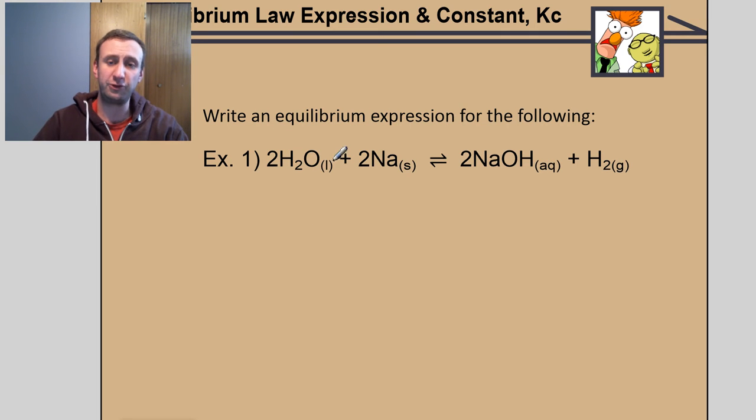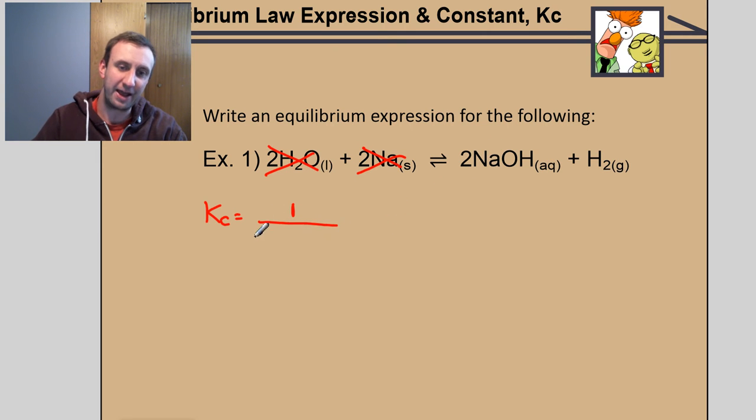Here I have 2H2O liquid plus sodium produces 2 NaOH aqueous and H2 gas. So we're going to write out our equilibrium expression, our Kc expression. Let's take a look first at states and figure out what I should include. H2O liquid is the only liquid. Look at this: liquid, solid, aqueous, gas. So I don't include this in my Kc expression. In the same way, I do not include sodium either. So I've got no reactants, so on the bottom I put a 1.